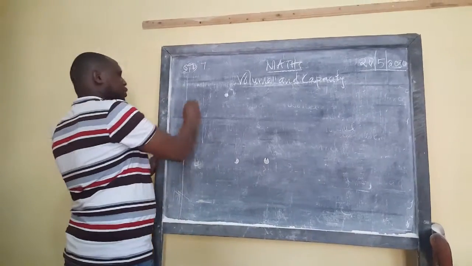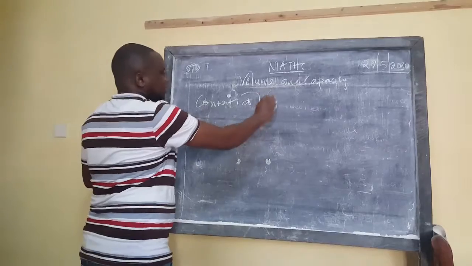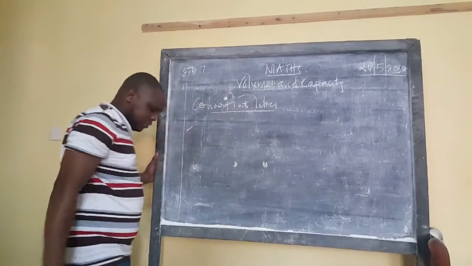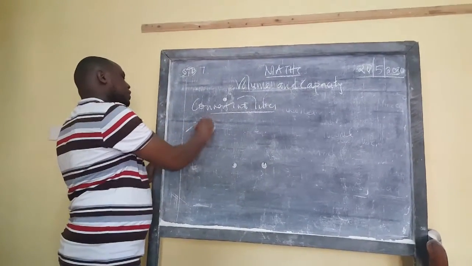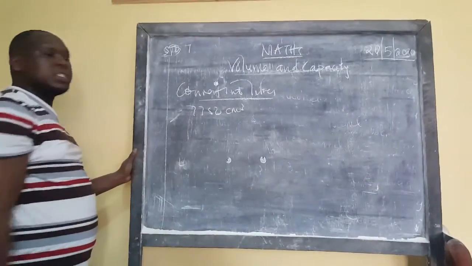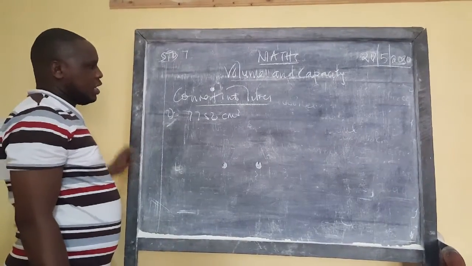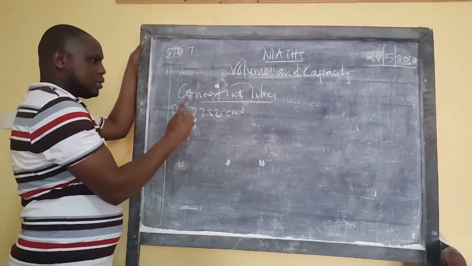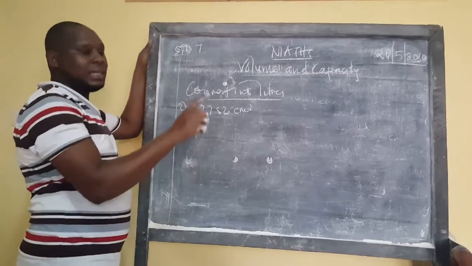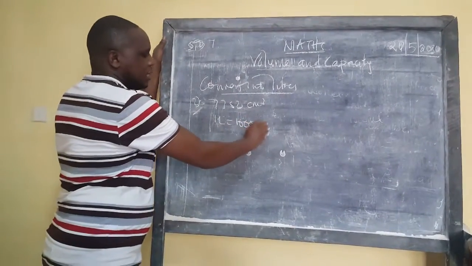We have to convert the following into liters. Convert a few things into liters. 750 cubic centimeters. Whenever you're given a question like this, what are you supposed to do to convert into a liter? You use the relationship between cubic centimeters and liters. You say 1 liter is equal to 1,000 cubic centimeters.